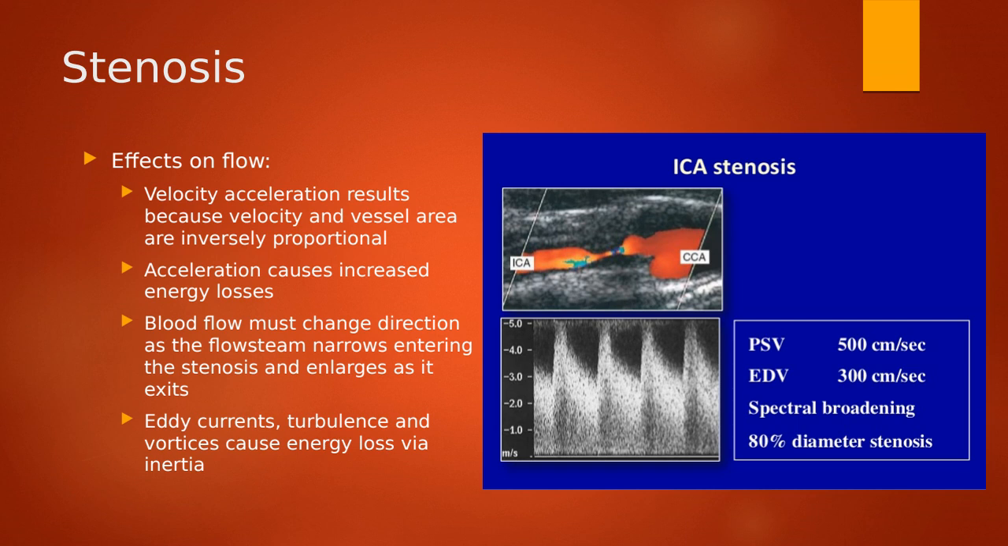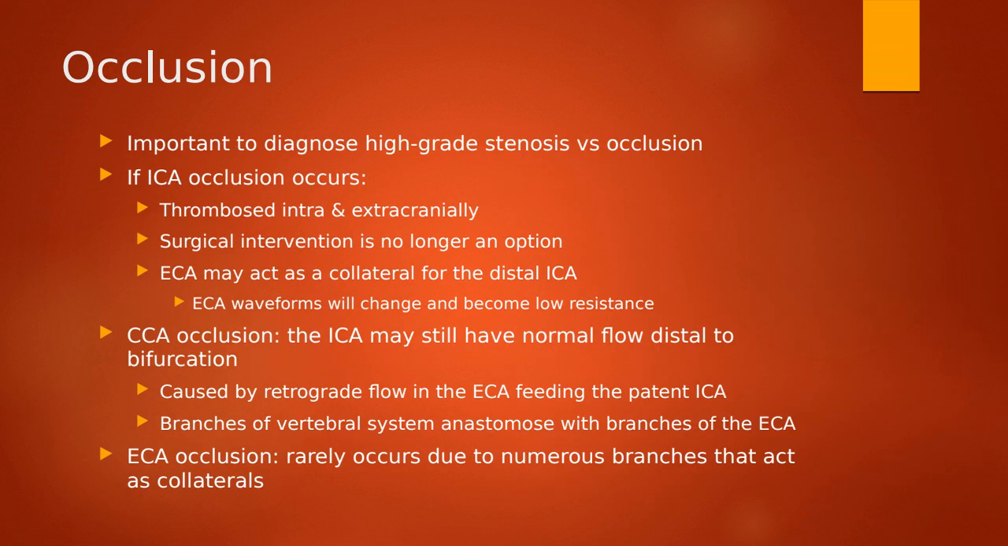And occlusion, it's going to be very important for us to identify a high-grade stenosis versus an occlusion. A high-grade stenosis is going to be really high velocities. An occlusion is going to be no velocities. So we want to make sure that we're able to tell the difference and that we're not just saying something is an occlusion when in reality we just couldn't find that really stenosed, narrow part of the vessel.